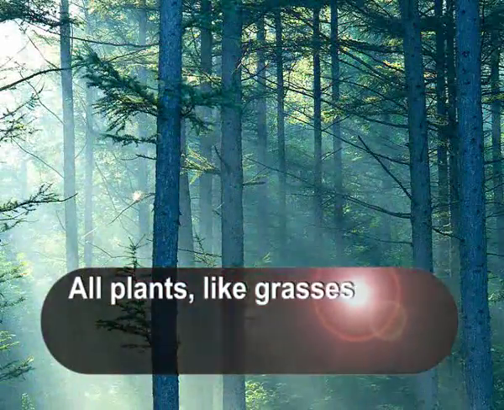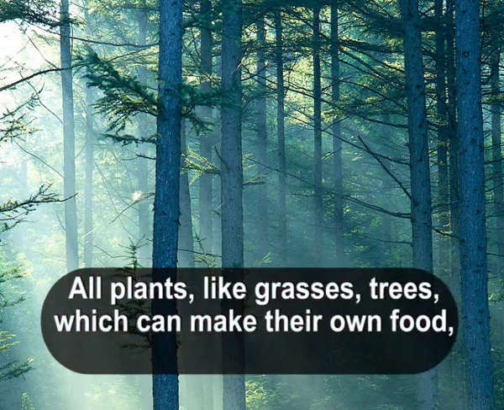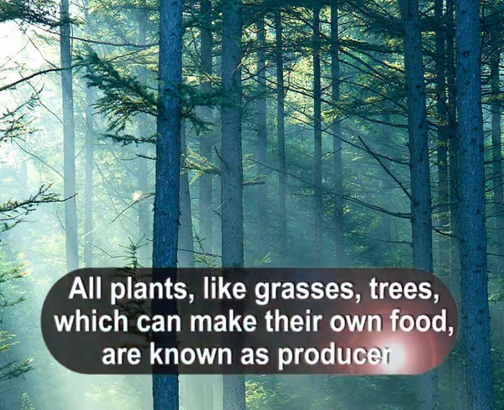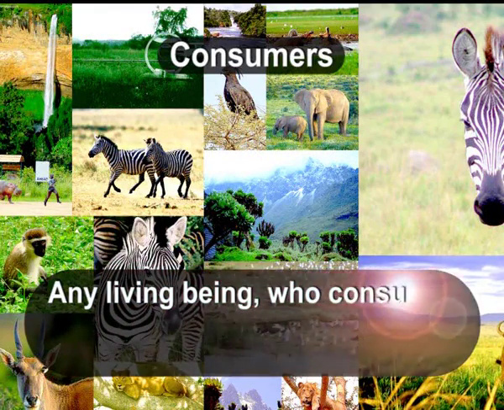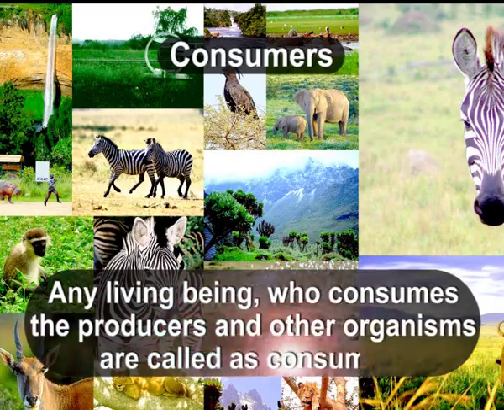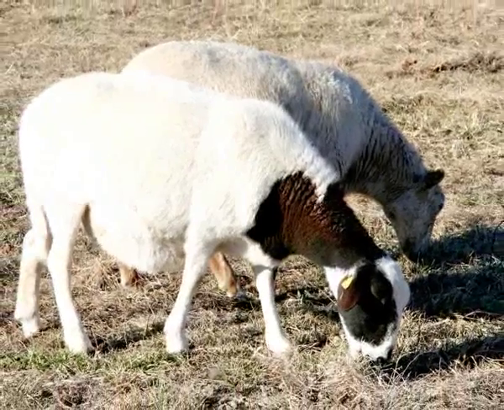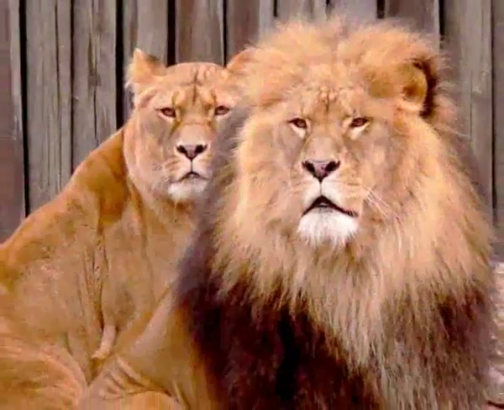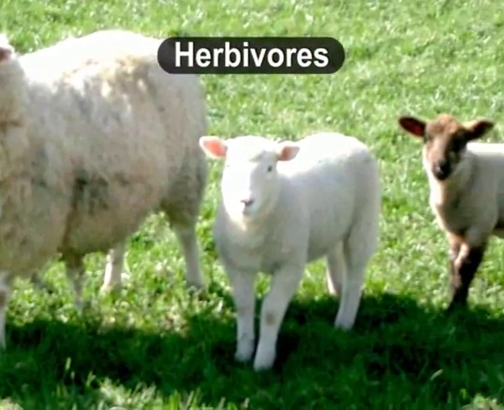Producers: all plants like grasses and trees, which can make their own food, are known as producers. Consumers: any living being who consumes the producers and other organisms are called consumers. Consumers can be herbivores or carnivores. Let us discuss herbivores.